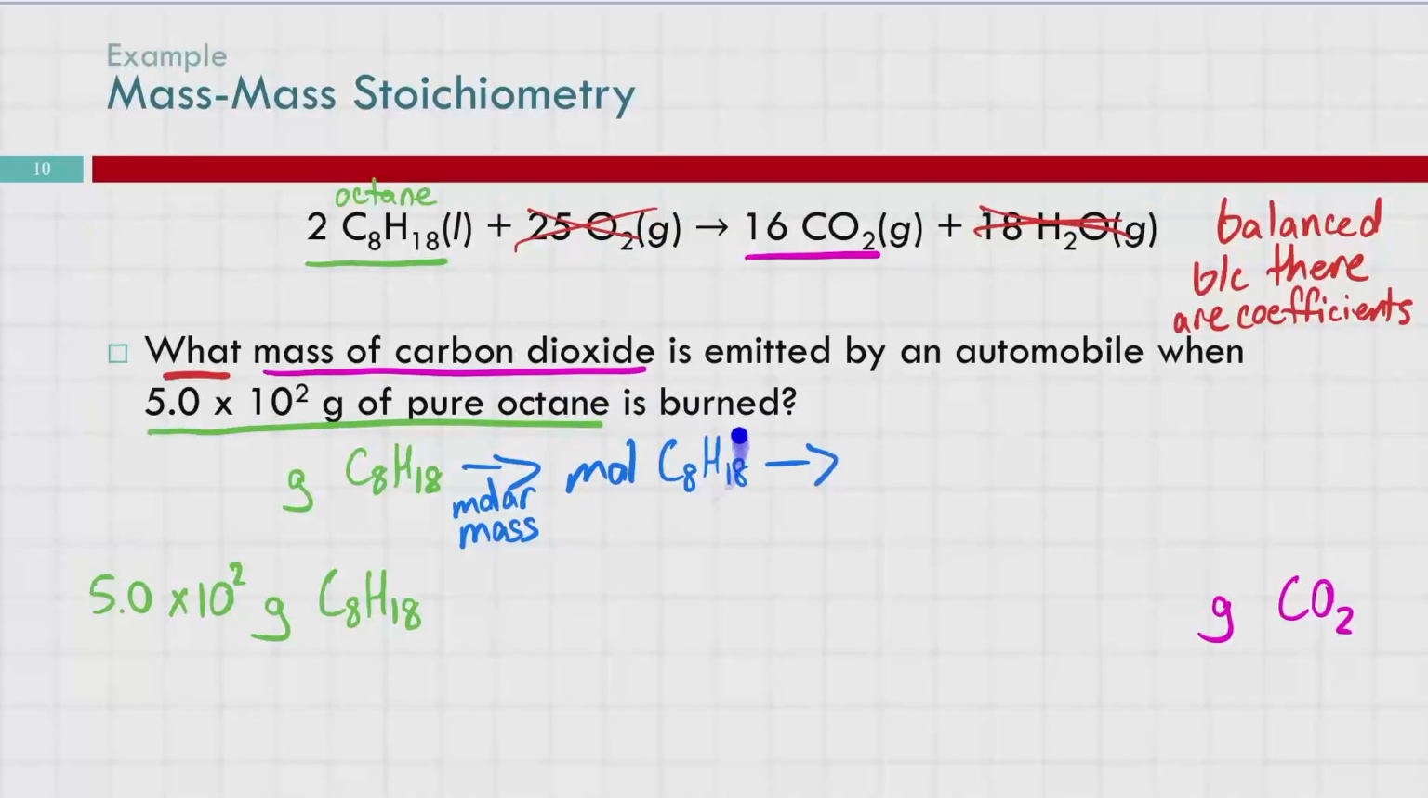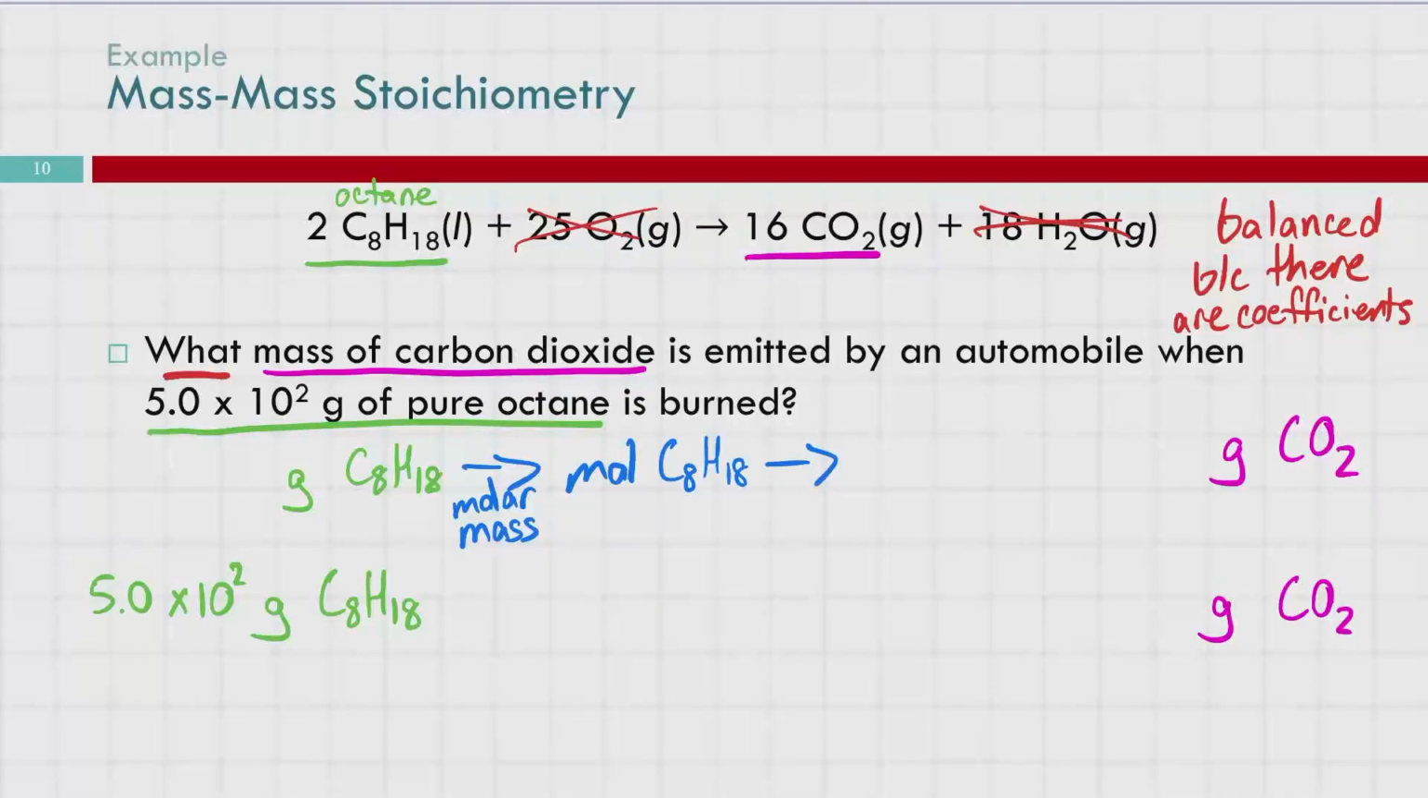What can we do with moles C8H18 that will help us get to grams CO2 at the end? Can we try to find the atomic mass of C8H18? We can get the molar mass of C8H18. That's how we're getting from grams of octane to moles of octane. Is moles of octane our final goal? No, it's not our final goal.